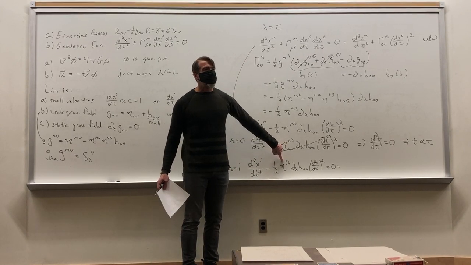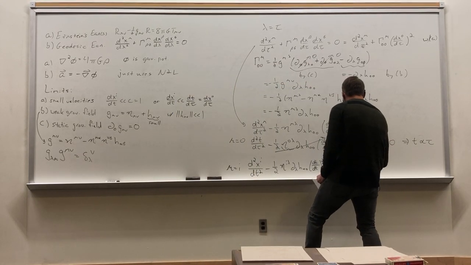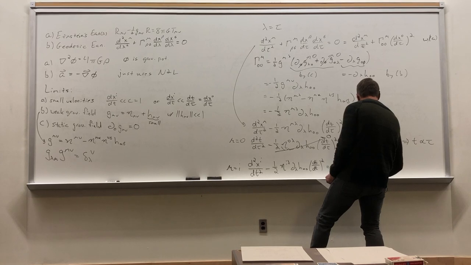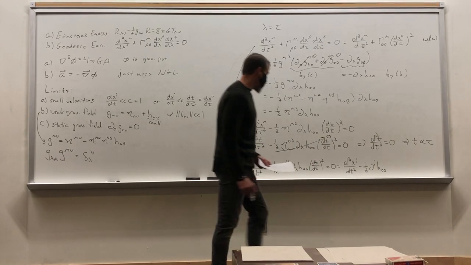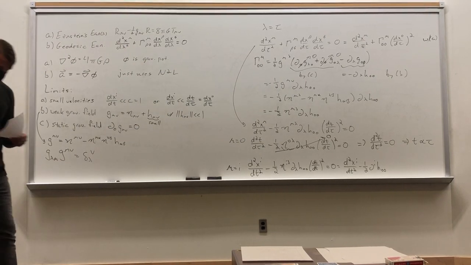What's going to be non-zero? Lambda equals i. Okay? So this is going to become d2xi dt squared minus 1/2 partial i h00 equals 0, because dt dt is 1. Okay?